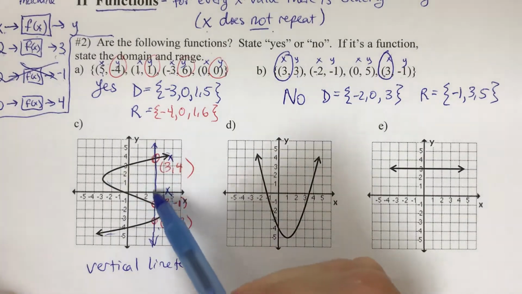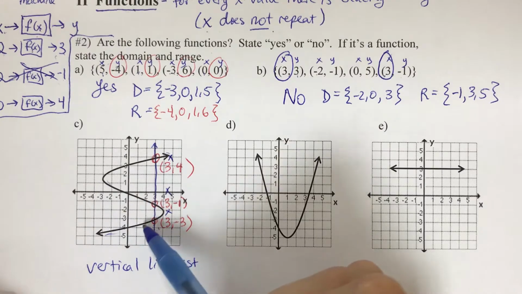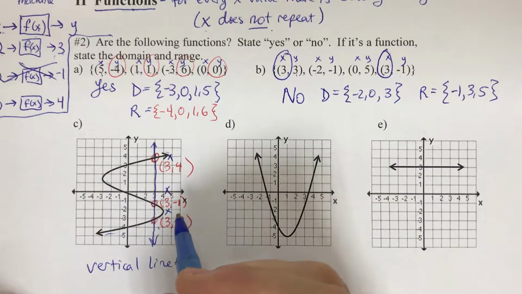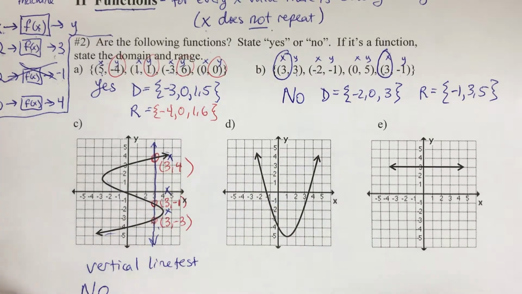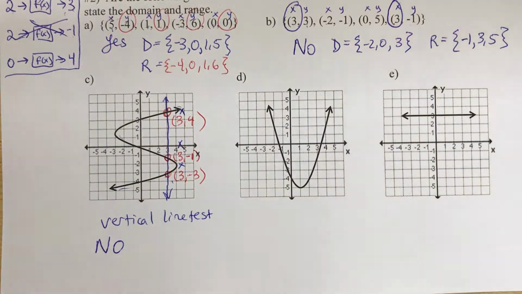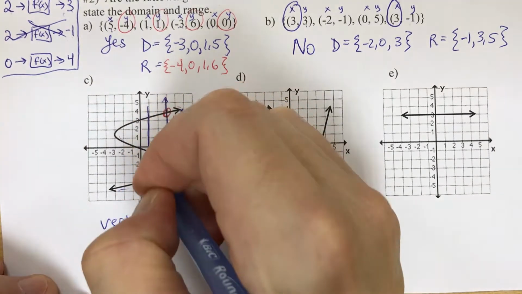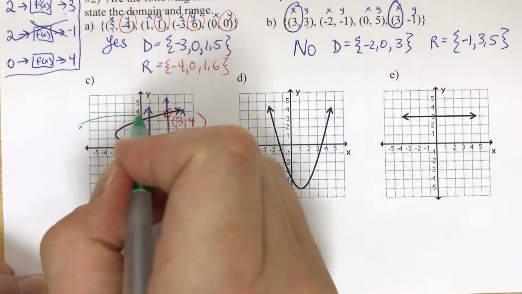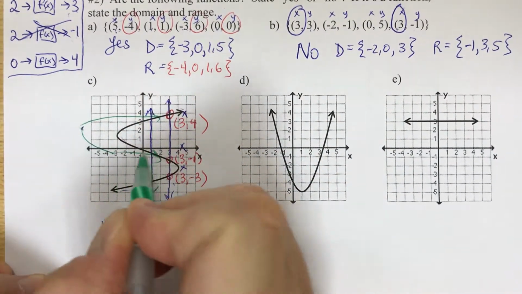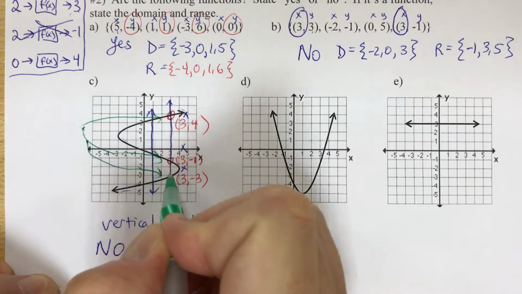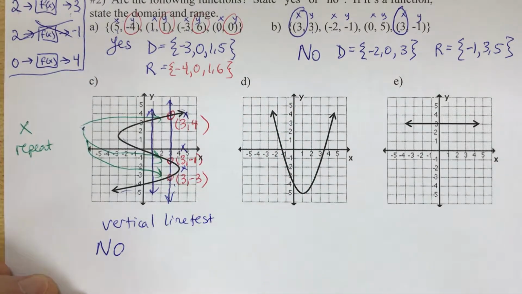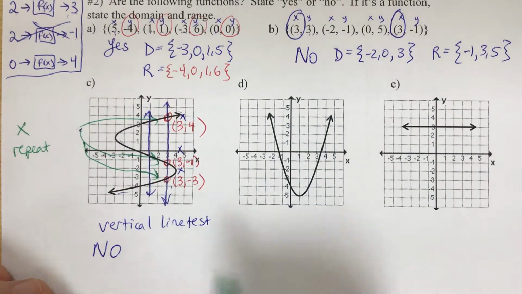If the line up and down goes through the graph more than one time, that means that x repeats. And if x does repeat, that is not a function. So we use the vertical line test to show, okay, I'll draw an arrow over here. If the line goes through the graph in more than one place, that means that x is repeating itself. We have the same x value, but we have different y values. That can't happen for a function, so this is no.